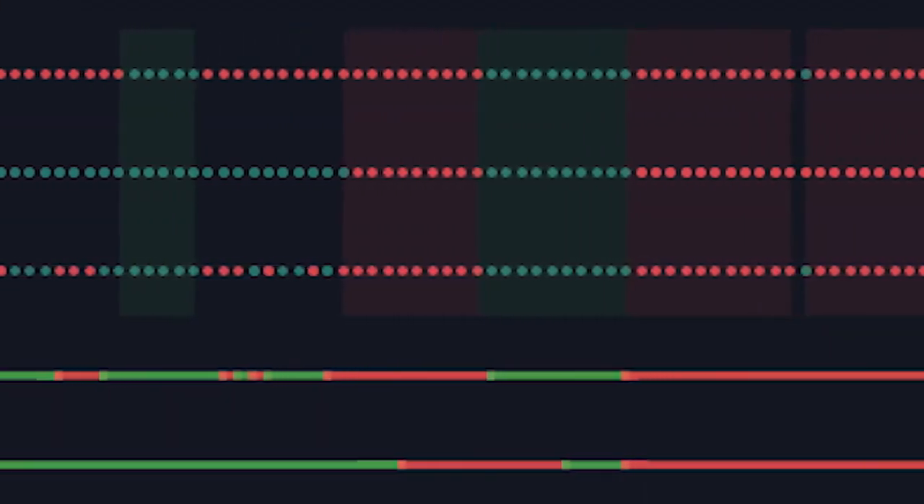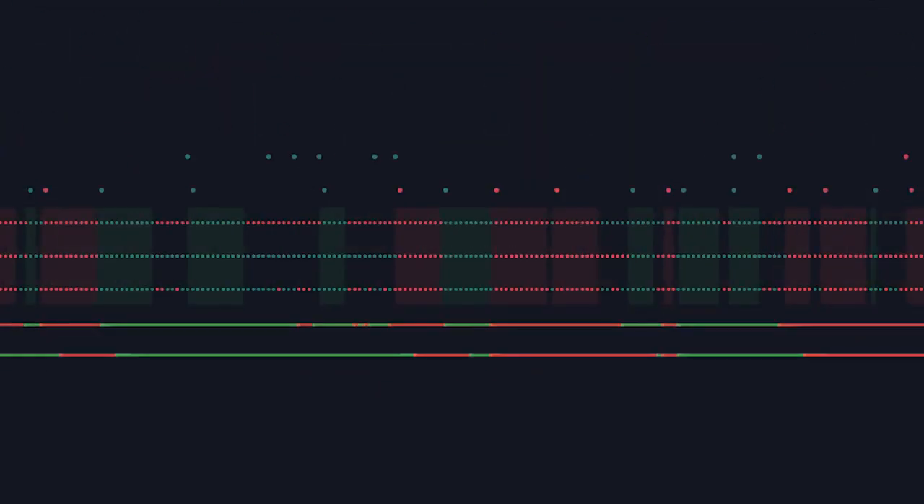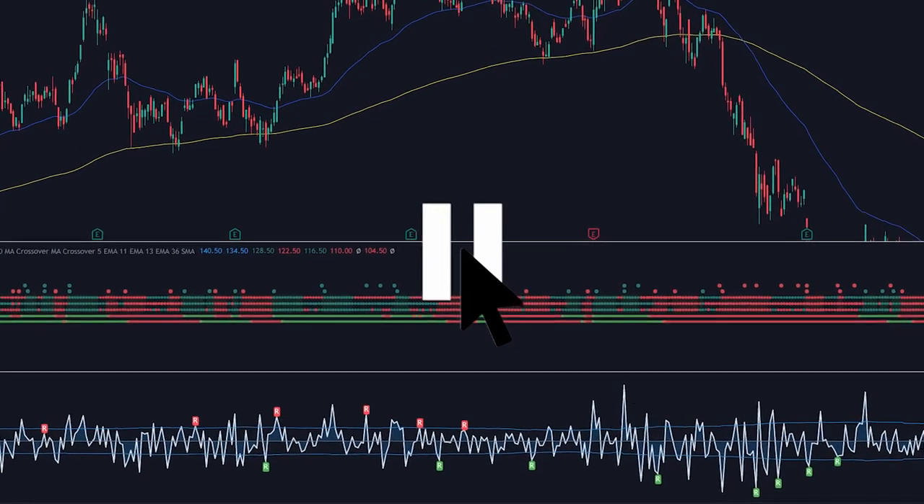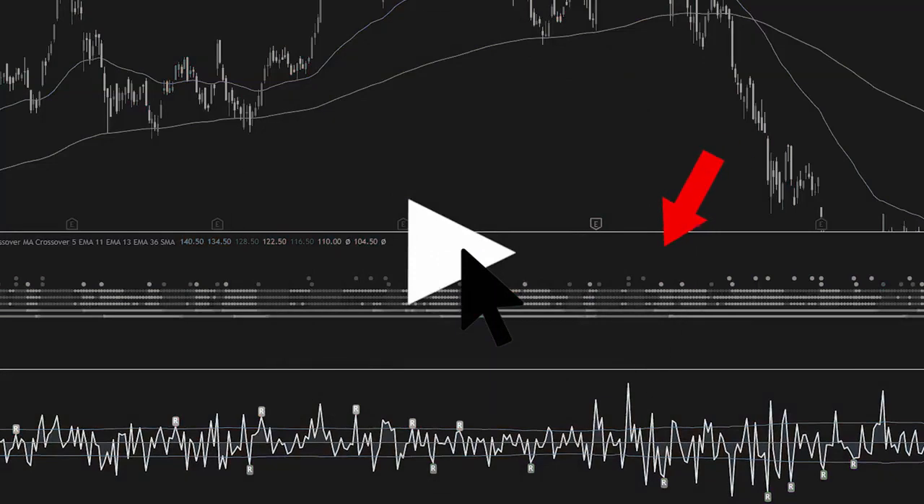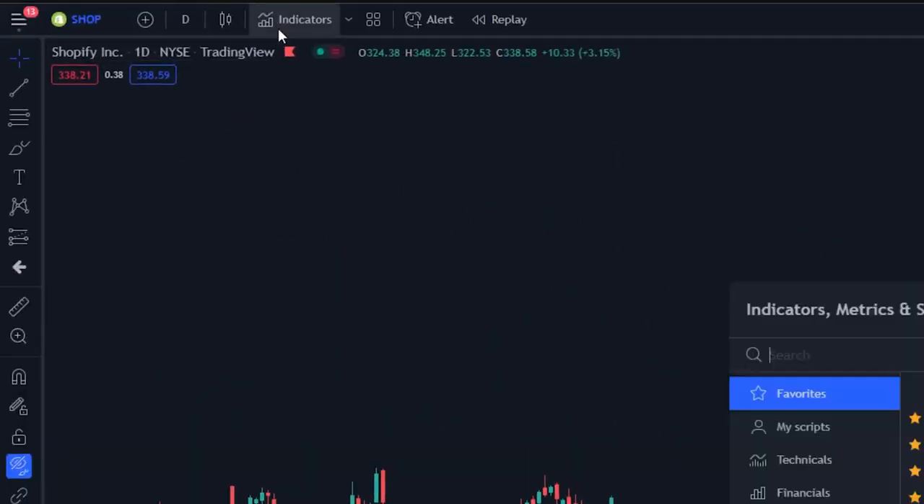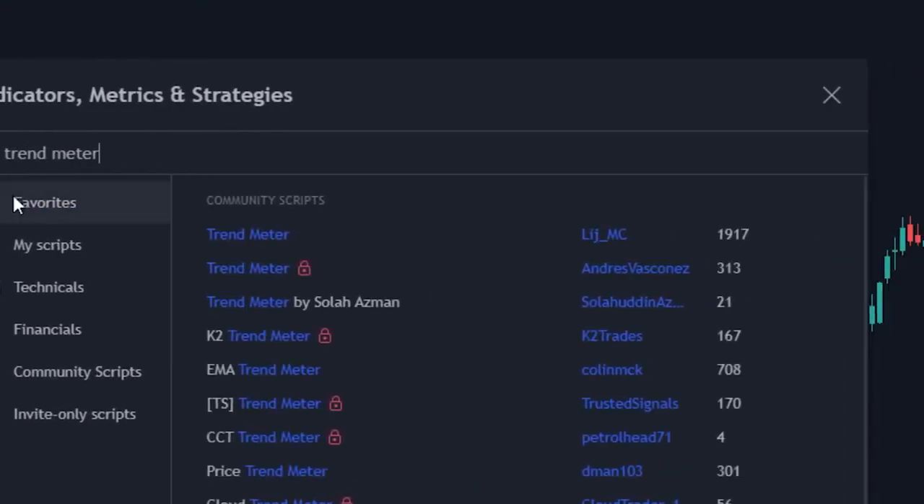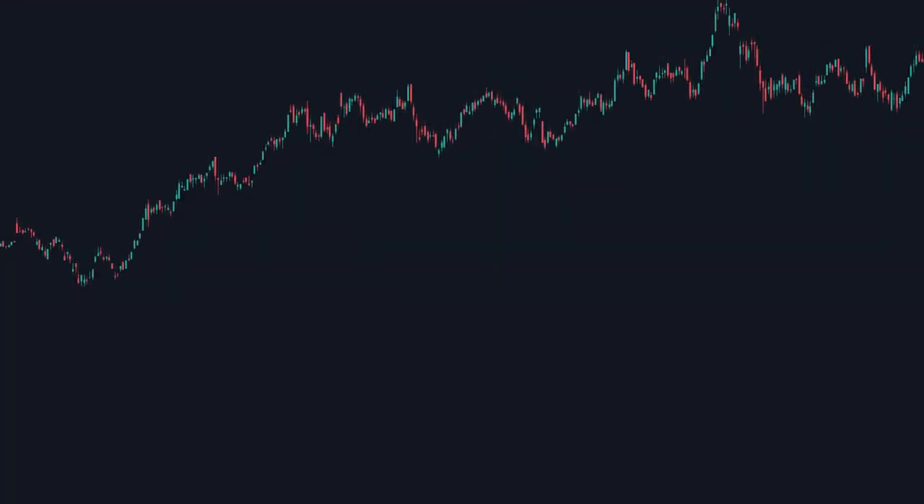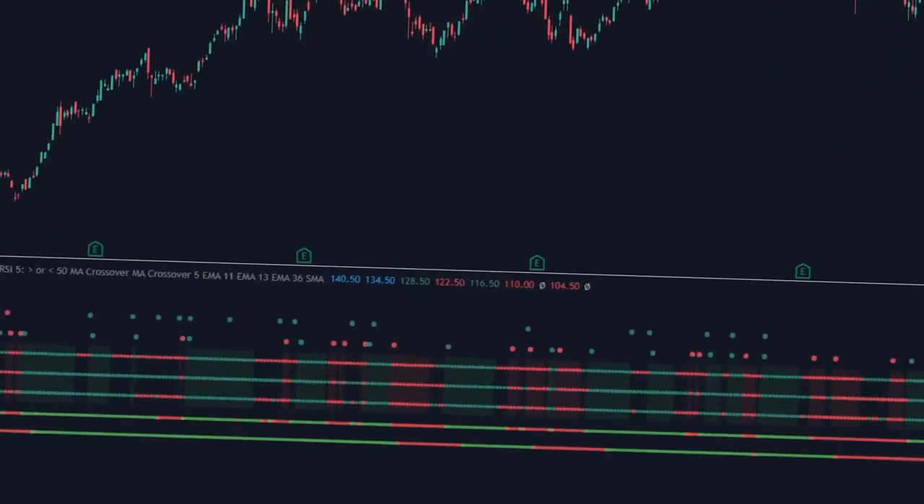To start our list off strong, we're going to start with the Trend Meter indicator. Now, if you've watched my videos before, I've used this indicator in many of my strategies, and there's a reason for that. It's a really good indicator. To add it to your chart, go to TradingView, click the indicators tab, and type in Trend Meter and click this one by this guy. Once you have it added to your chart, this little guy will show up.